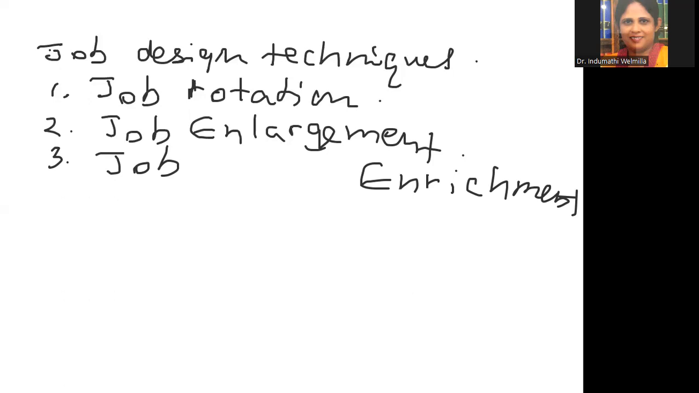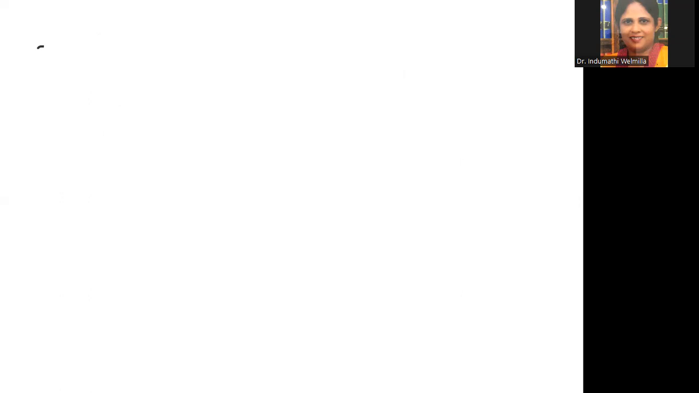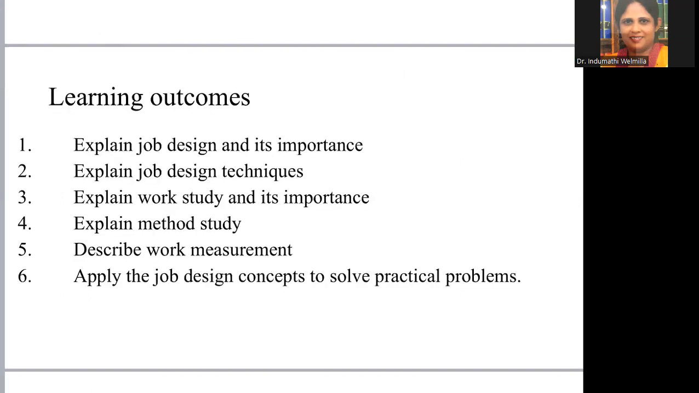When reading or referring to books, you can get additional knowledge regarding these things, right? Because within this one hour we have to discuss other separate subtopics also. So then I move on to the next one: explain work study and its importance. That is a very important part in job design, right?